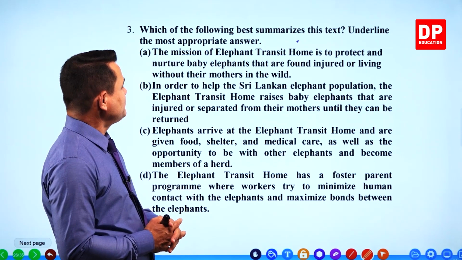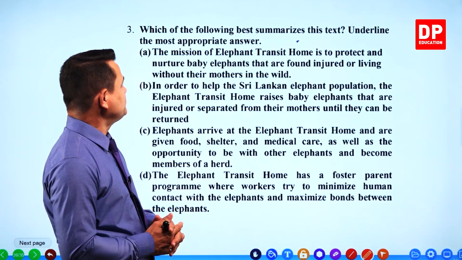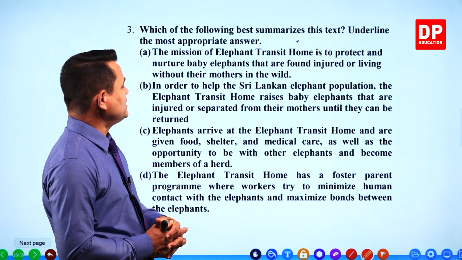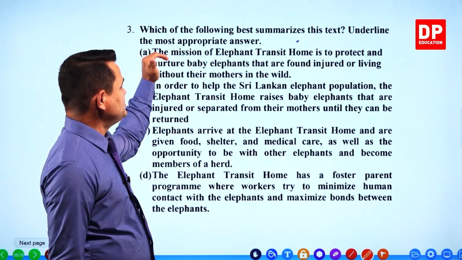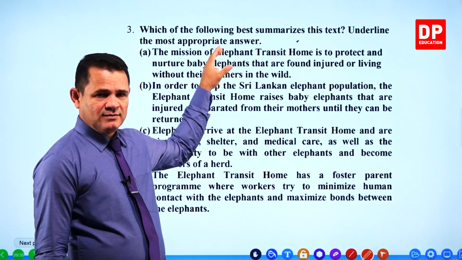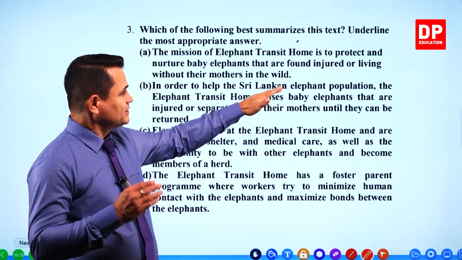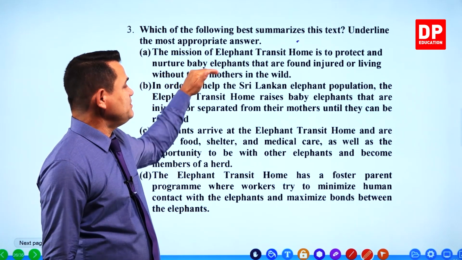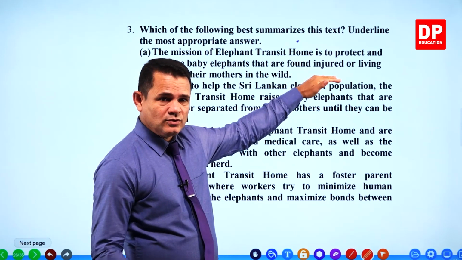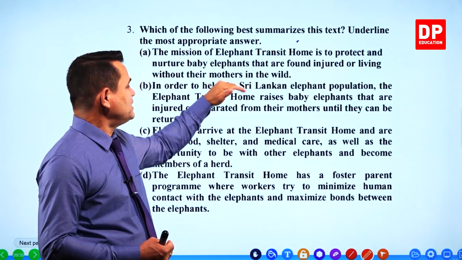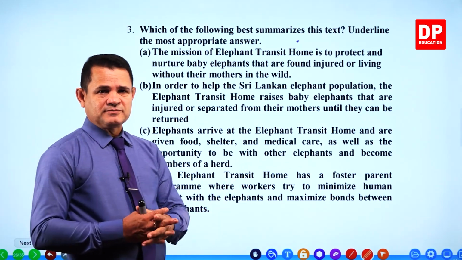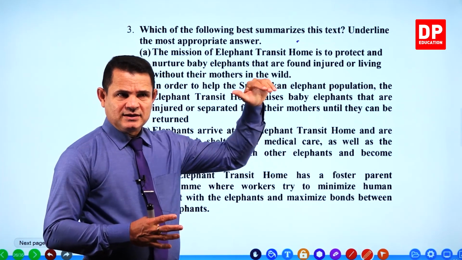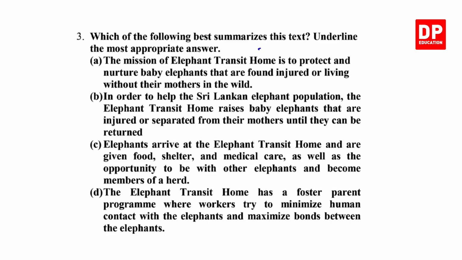First one, the mission of Elephant Transit Home is to protect and nurture baby elephants that are found injured or living without their mothers in the wild. Now it says the mission of Elephant Transit Home is to protect and nurture baby elephants found injured or living without their mothers in the wild. But the text we read said more than that, didn't it? Let's look at the next one.